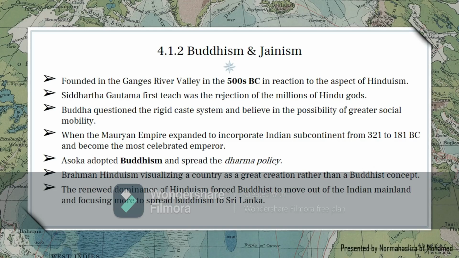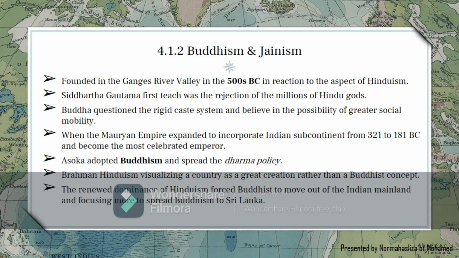Buddhism and Jainism were founded in the Ganges River Valley in the 500s BC in reaction to aspects of Hinduism. Siddhartha Gautama, the Buddha, began life as a Hindu. A major early attraction of his teaching was the rejection of the millions of Hindu gods. Buddha also questioned the rigid caste system and believed in the possibility of greater social mobility.